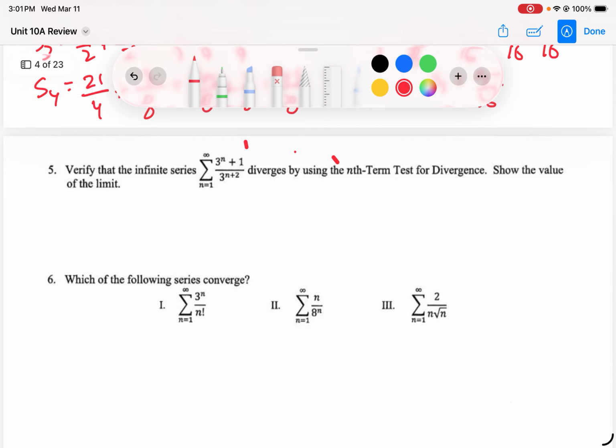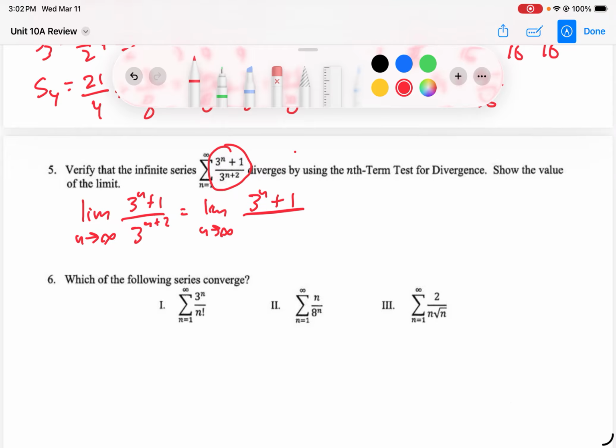All right, number 5, verify that the infinite series diverges using the nth-term test for divergence. Show the value of the limit. All right, so the nth-term test says if the limit of the terms of the sequence is not approaching 0, we know that series diverges, and it's super easy. So I'm going to just talk about the limit here for a second. So that's the sequence. Rewrite that bottom one, 3 to the n plus 1. I would rewrite this as 3 to the n times 3 squared.